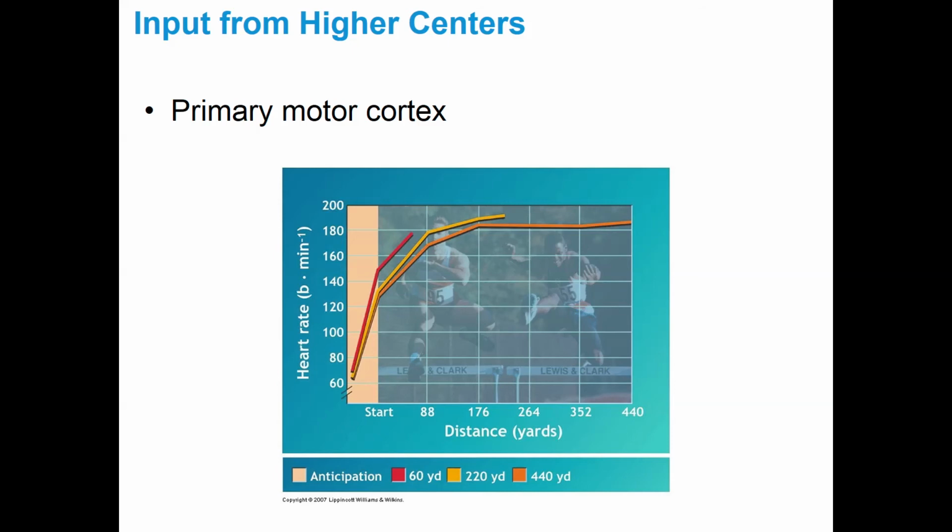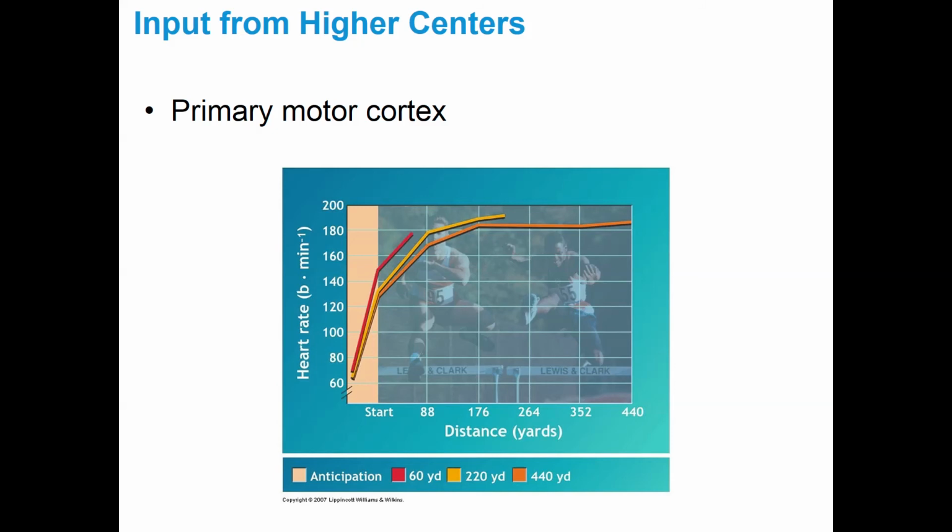So some of those neurons from the primary motor cortex also synapse in the brainstem. So they also synapse in that cardioacceleratory center in the medulla. And so when we're anticipating exercise, then we'll get a speeding up of heart rate before we ever actually move.